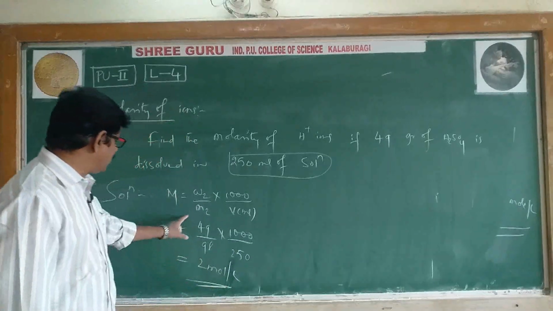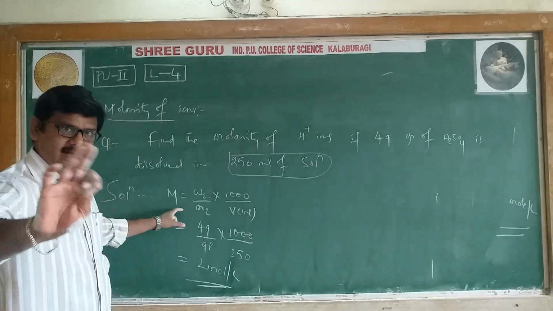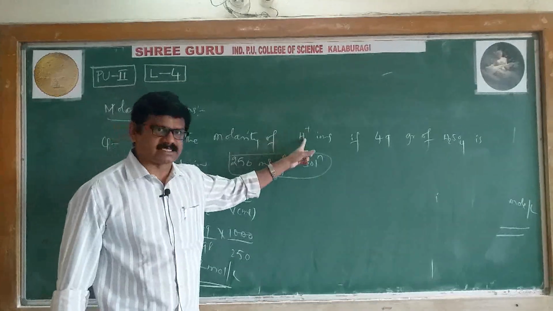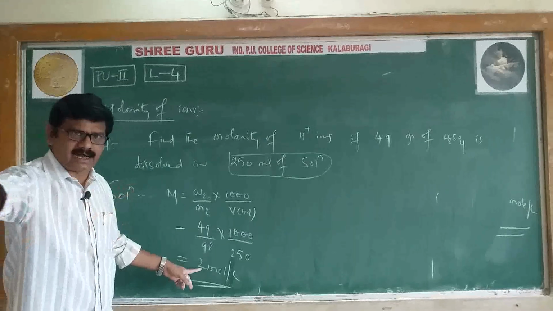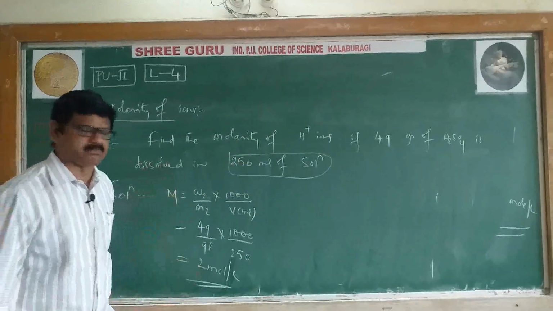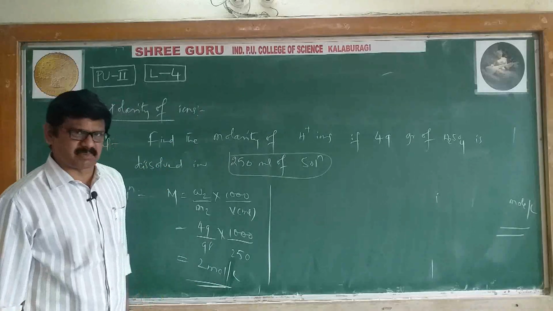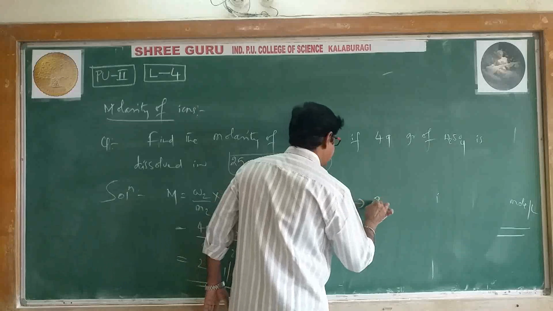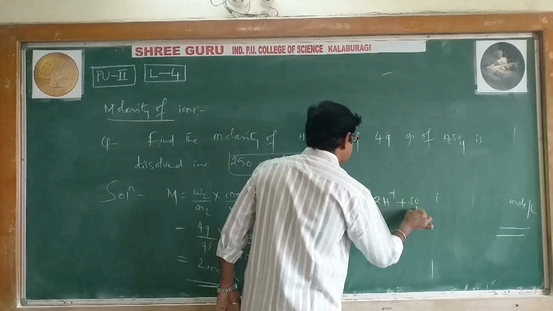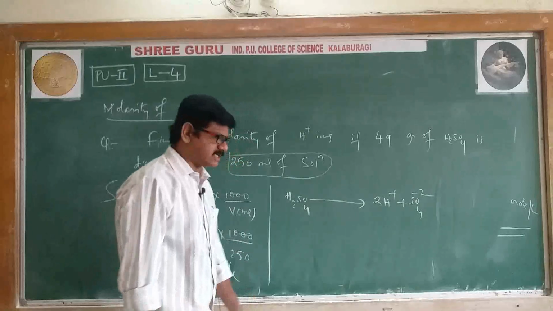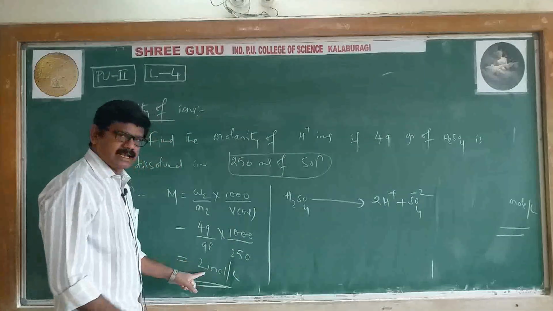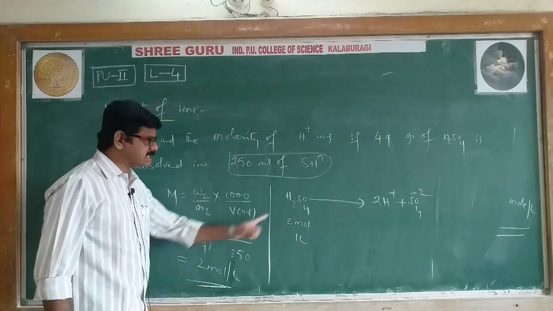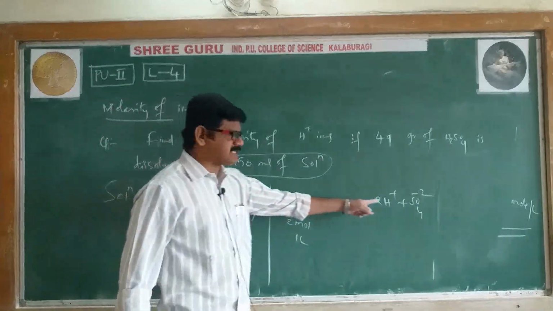Remember, it is the molarity of sulfuric acid, not the H plus concentration. The question is asking to find the molarity of H plus ions. Whatever answer we are getting, that is not the H plus molarity. That is very important. Now we will find the H plus molarity. For that purpose, we will split H2SO4. It dissociates into 2H plus and SO4 2-. Then H2SO4 molarity is already calculated, 2 mole per liter. But we need the H plus molarity.